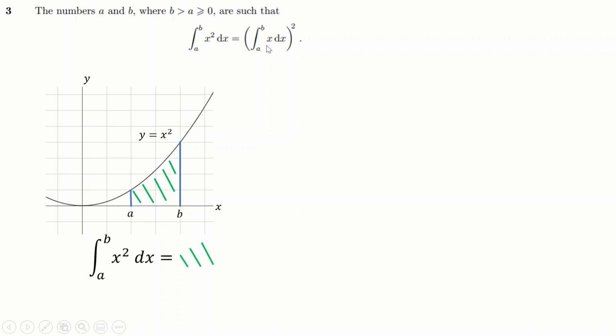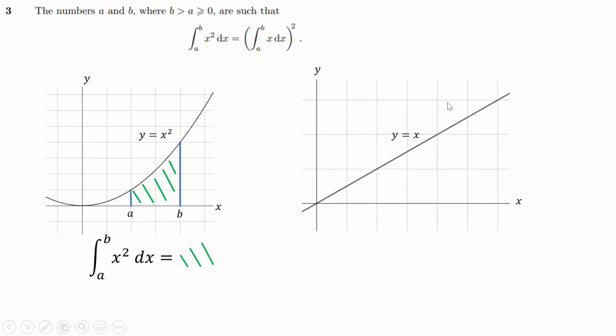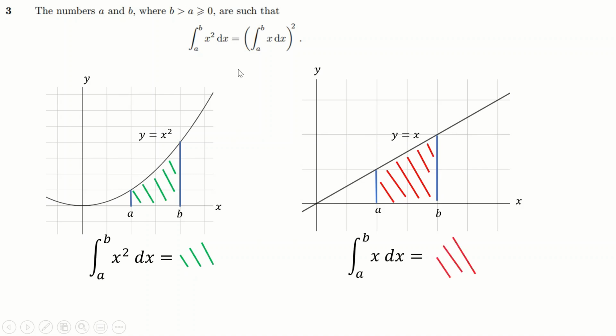Now the same thing for here. Now x is just a line, y equals x. But I still put my a and b's down, and I still say the integral of this is the area underneath that graph above the line and between the 2 points. And so what this question is talking about is it's saying there are some values, a and b, for which this green area equals that red area squared. And that's all this question is asking about.